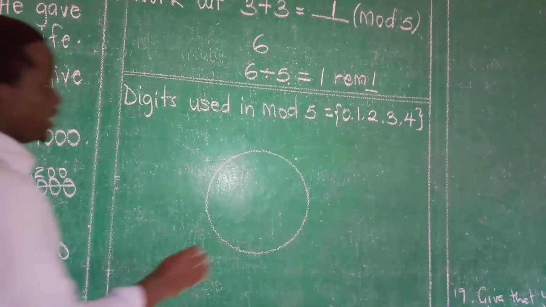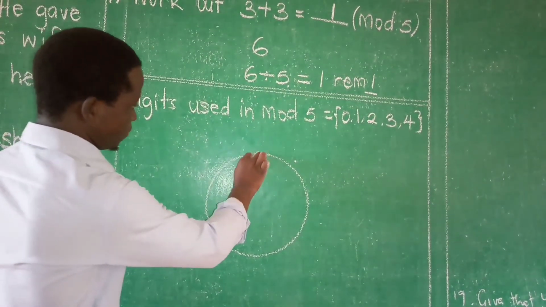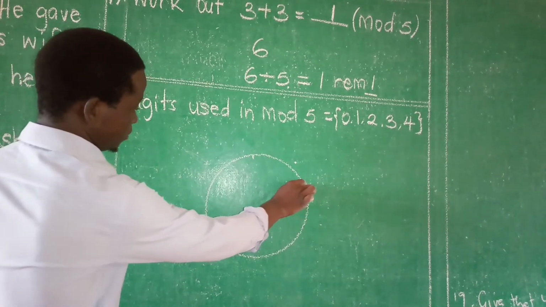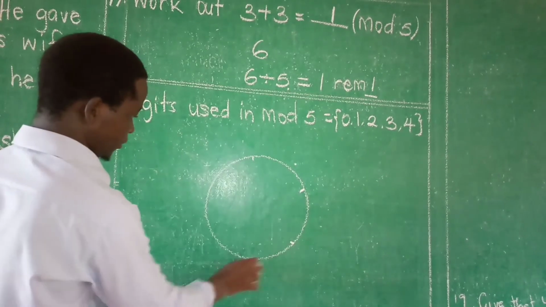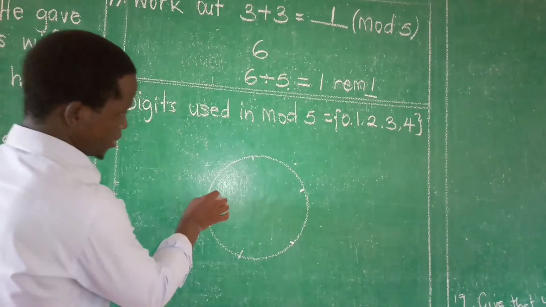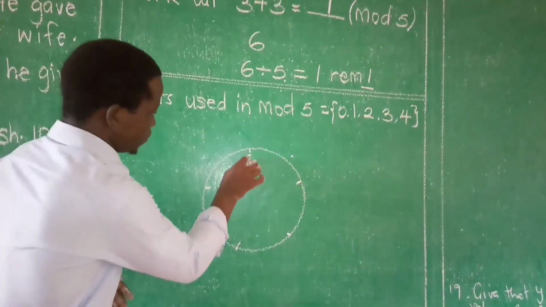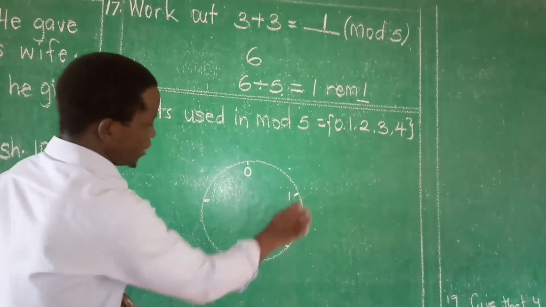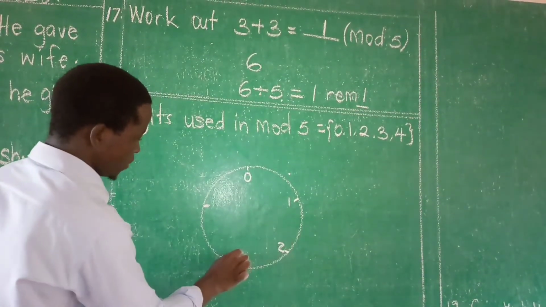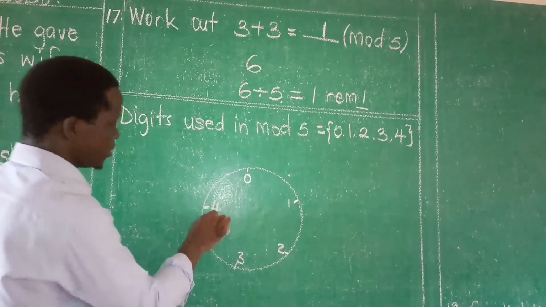And place these numbers. I have one there. Try so that the spaces are equal. So we start with a 0, 1, 2, 3, and 4.